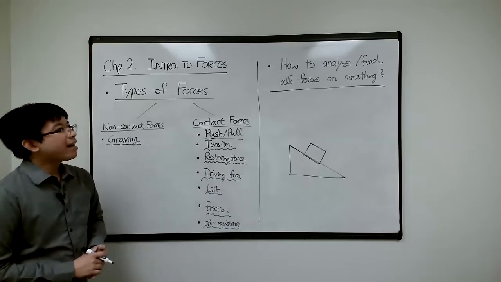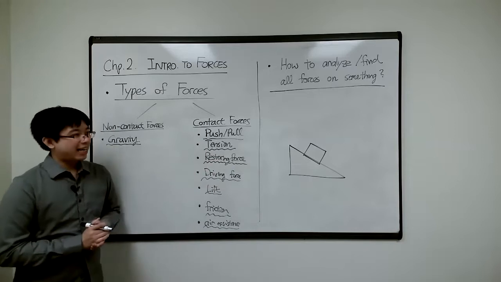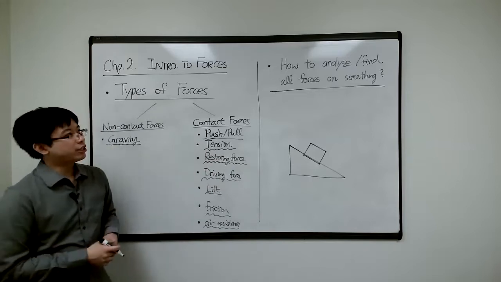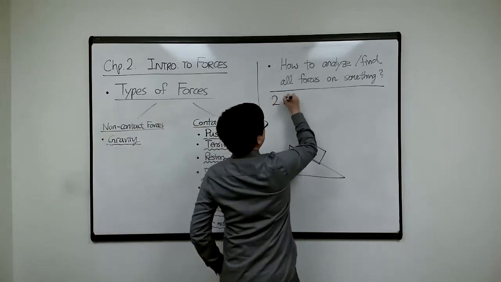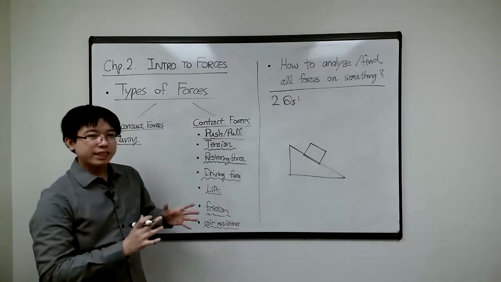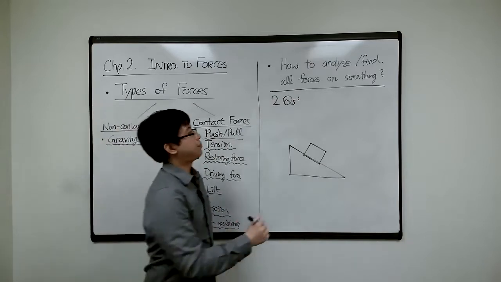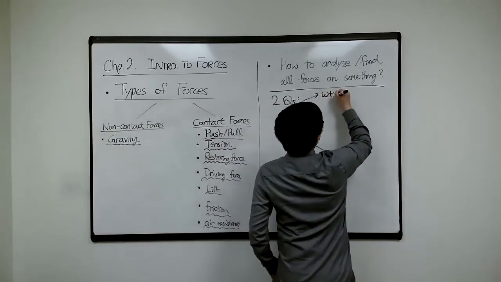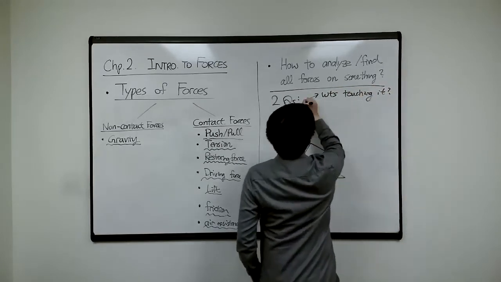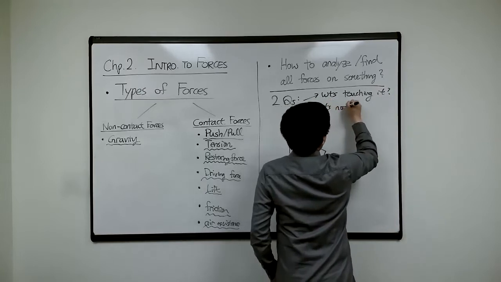So this is the first one. Now the foolproof way that I'm going to show you is this. Ask yourself 2 questions. First, what's touching the object, and secondly, what's not touching the object? What's touching it and what's not touching it?